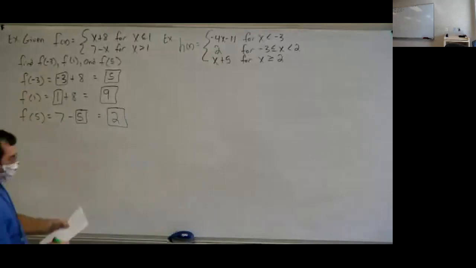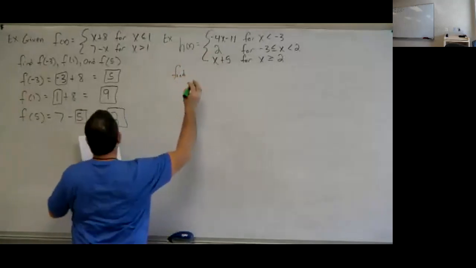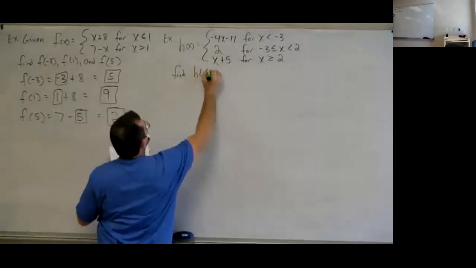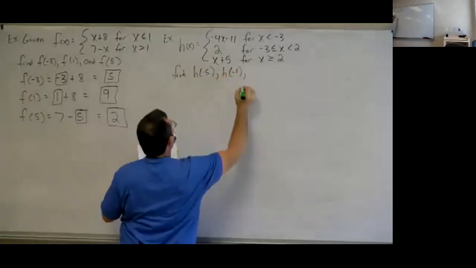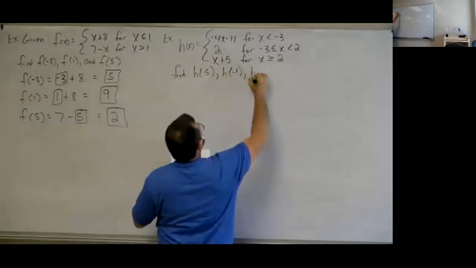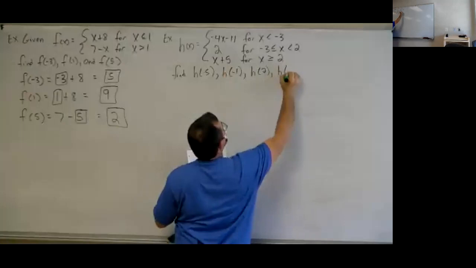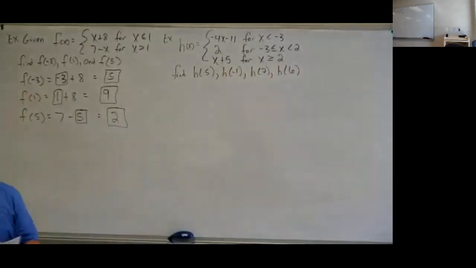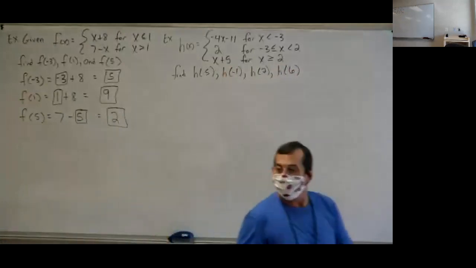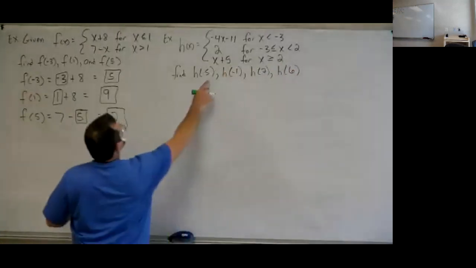Let's see what I'm going to find. We're going to find h of -5, h of -1, h of 2, and h of 6. So they want us to go through about 4 of these. So y'all, let's start with h of -5.